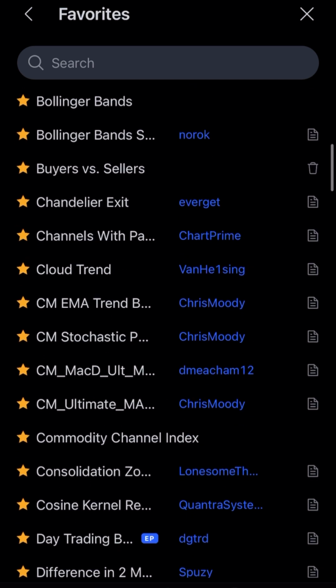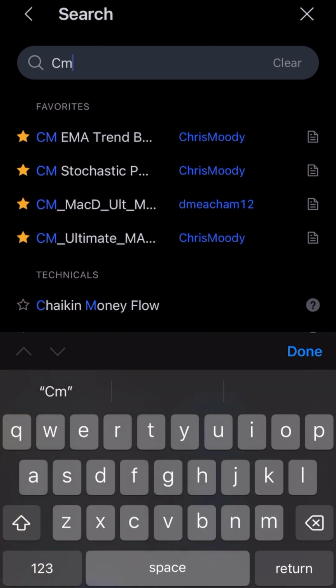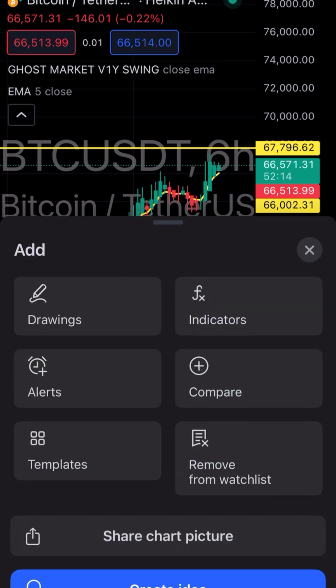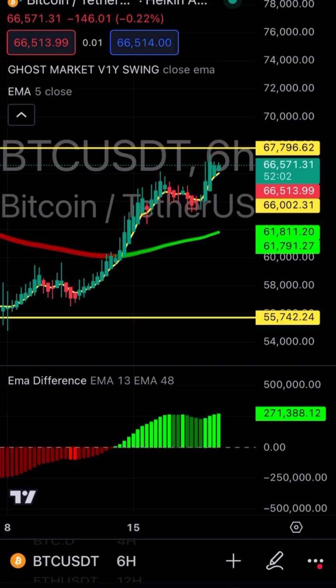First, go to CM. You're going to go to CM EMA trend bars, and you're going to be putting in 5, 90, 95. So you're going to click CM, click CM EMA trend bars, click it 3 times, and put in 5, 90, and 95. And that'll get it set up like it is here.